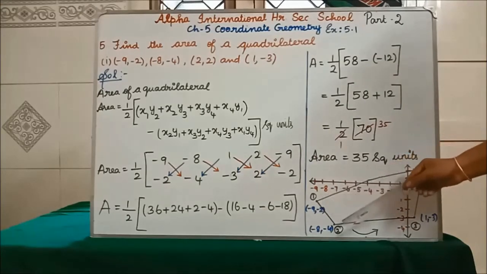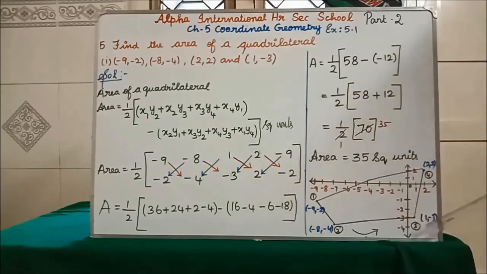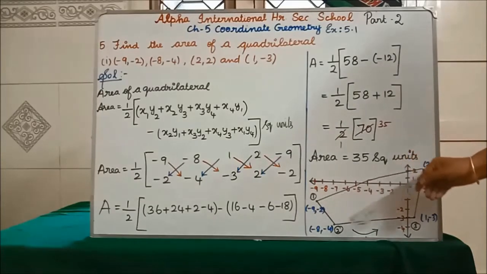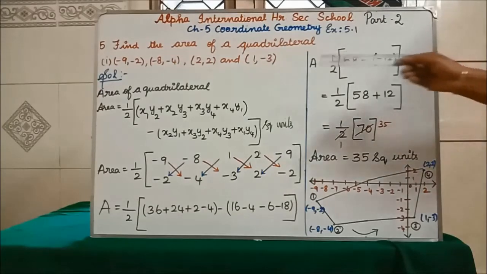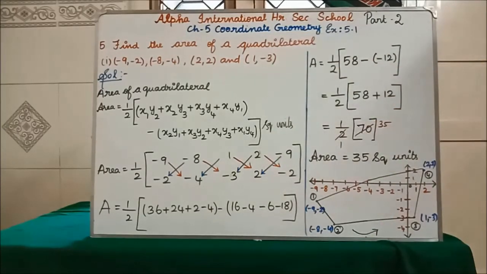Minus 9 comma minus 2, minus 8 comma minus 4, and the third one is 1 comma minus 3, and then only we go to the fourth quadrant, 2 comma 2. Fourth quadrant, not fourth place, we are going for 2 comma 2. Clear? Since we are going in anti-clockwise direction, this is our third point and this is our fourth point. According to that only you have to write in the column. First I have written minus 9 comma minus 2, then minus 8 comma minus 4, then 1 comma minus 3, then 2 comma 2, then the first point once more, minus 9 comma minus 2. Then the remaining is as usual, like the first area of the triangle model.